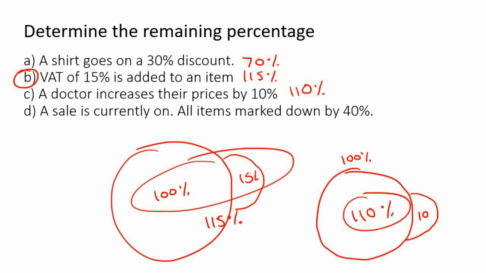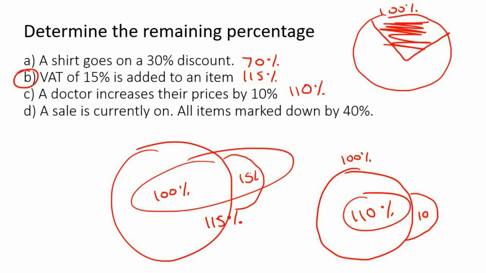And then it says, a sale is currently on. All items are marked down by 40%. So you can imagine that the normal items had a percentage of 100. Then they decided to mark the items down by 40%. So they're taking 40% away. They're cutting out 40%. So what's left? 60%. That is the number that you would use in your calculations.